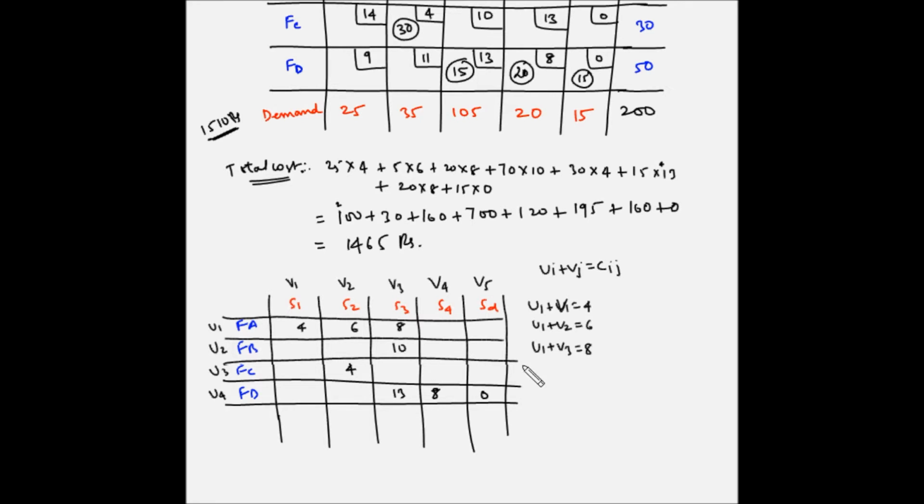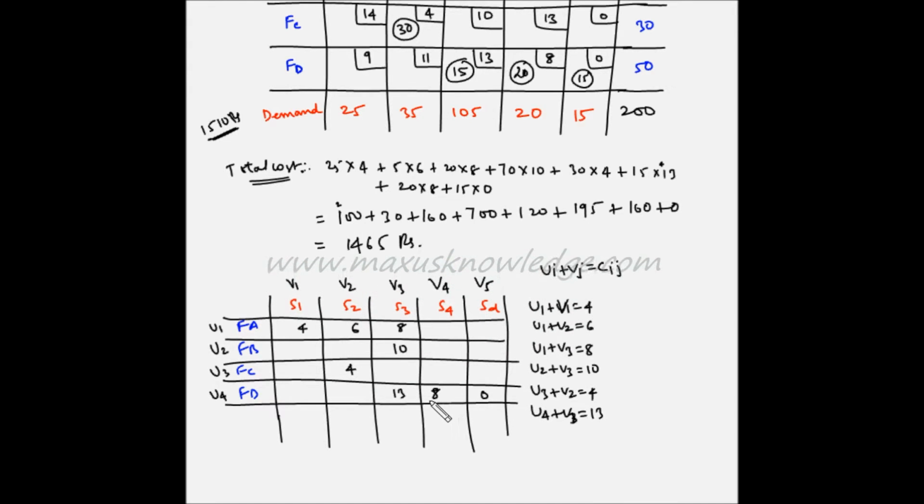u2 plus v3 is equal to 10. Then u3 plus v2 is equal to 4. The next is u4 plus v3 is equal to 13. The next one is u4 plus v4 is equal to 8. And the last one is u4 plus v5 is equal to 0.